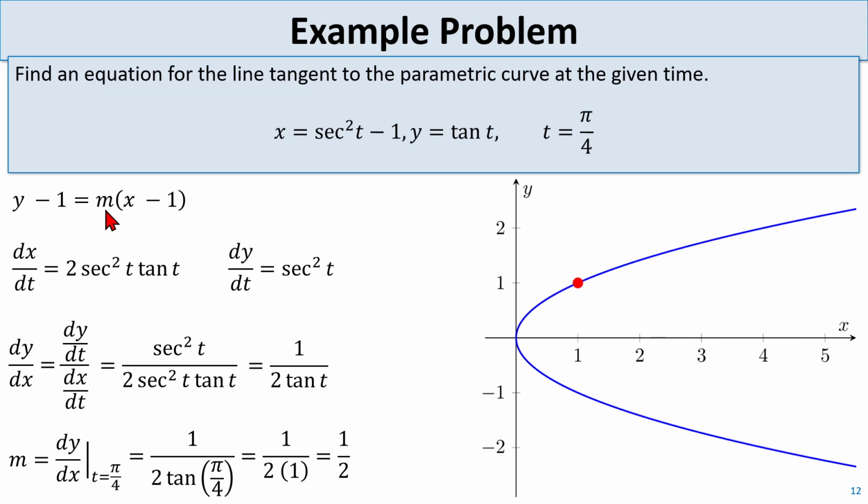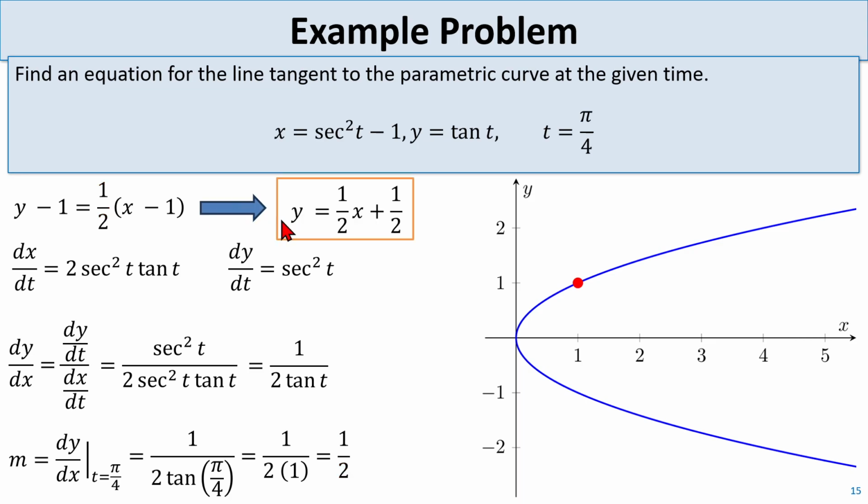Let's go back to our point slope formula for our tangent line. Replace this value of m with 1/2. And we actually have an equation of the tangent line already. This would be a perfectly good answer. But let's just simplify it a little bit more.